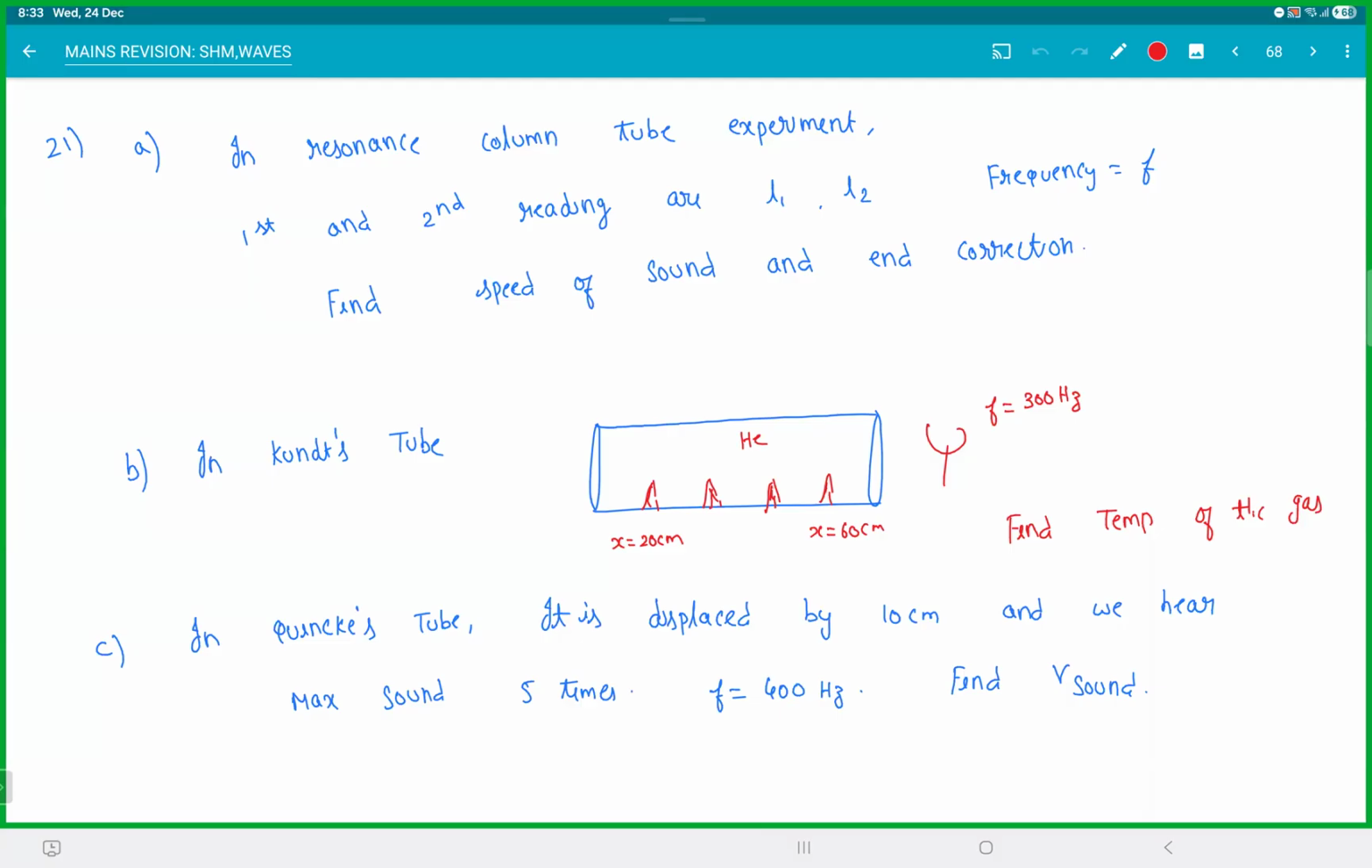In a resonance column tube experiment, the first and second readings are L1 and L2, with frequency F. Find the speed of sound and the end correction. Kund's tube, Quincke's tube, hope you guys remember this. All these are experiments for finding the speed of sound.